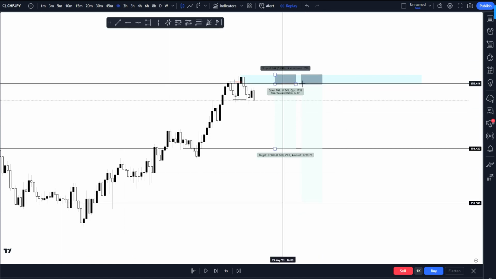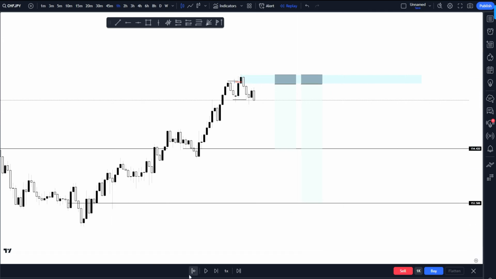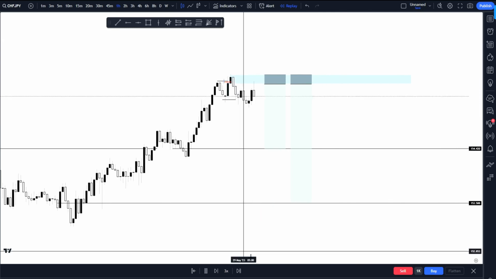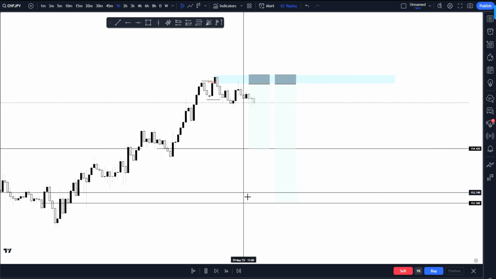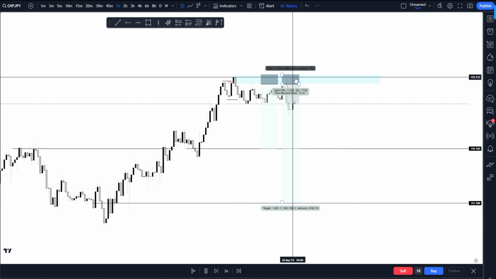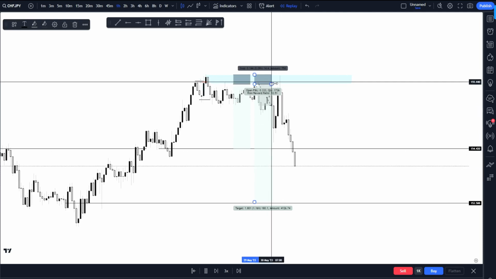So now we're gonna be waiting for the market to reach this zone. Let's just see how the market is gonna react, and let's just switch on to the. So yeah, as you could probably see, the market has reached the point. Now it's going down.